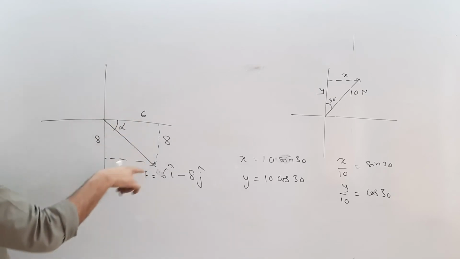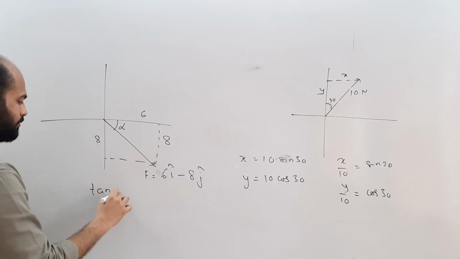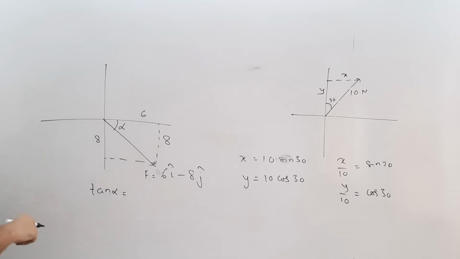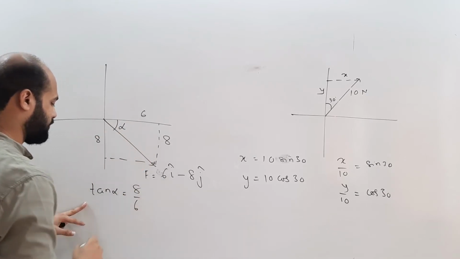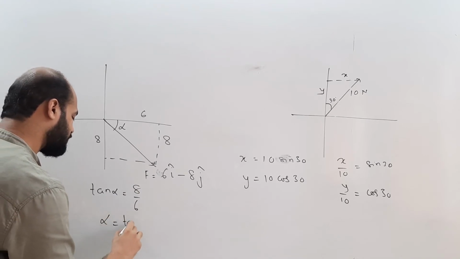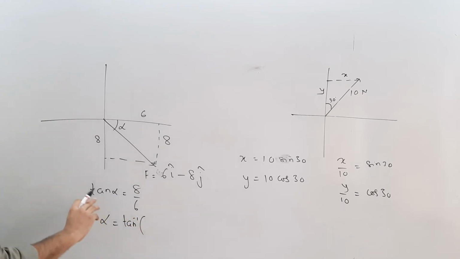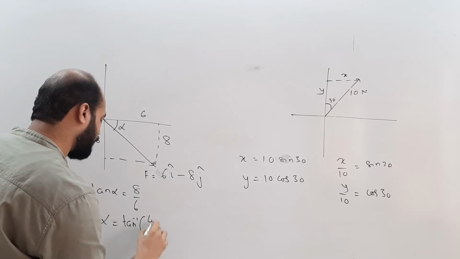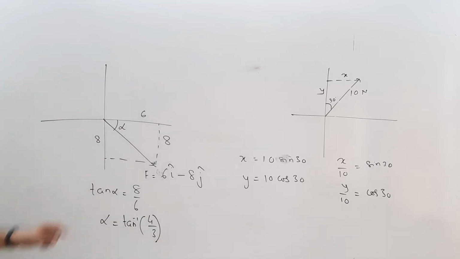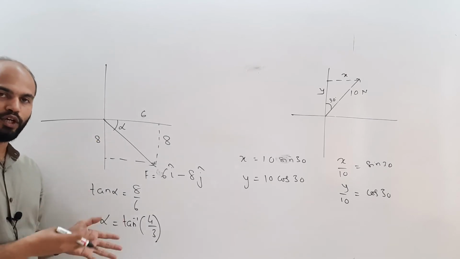So now we can write tan alpha as 8 by 6. So alpha is going to be tan inverse. So we write, when tan comes on this side, we write tan inverse of 4 by 3. So this is the angle alpha. Now this can be found out from trigonometric tables.